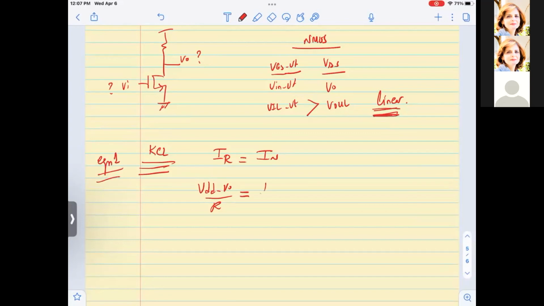So if we say this equals half K prime W by L times 2 times Vn minus Vt, again here we will not substitute VIL because we want to do the derivative first, times Vout, which is VDS or VO, minus VO squared over 2. Okay. Now if we tell you that at VIH we know that VO equals 0.3 volts, then you can solve for one unknown in this equation. So this is why it's very important for you to be able to write this equation.